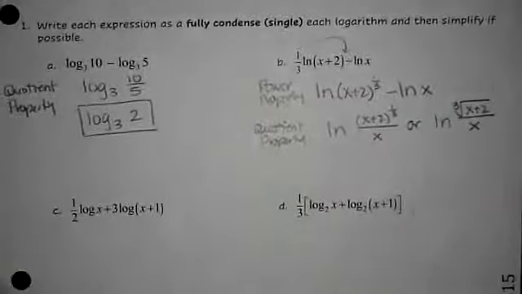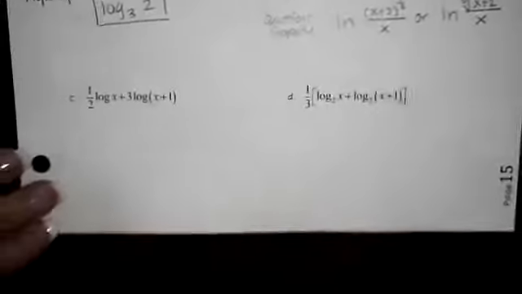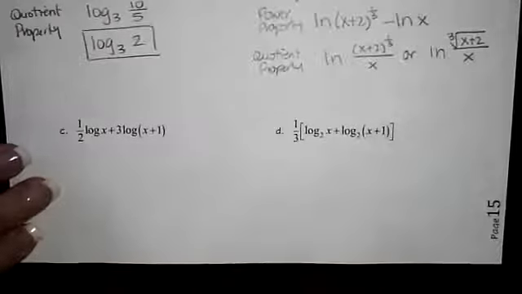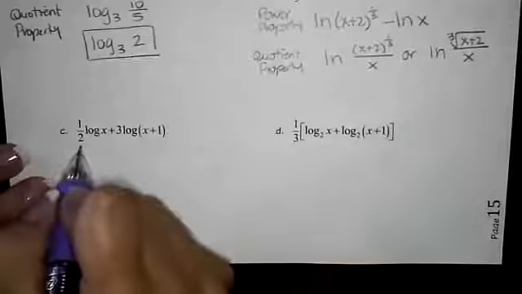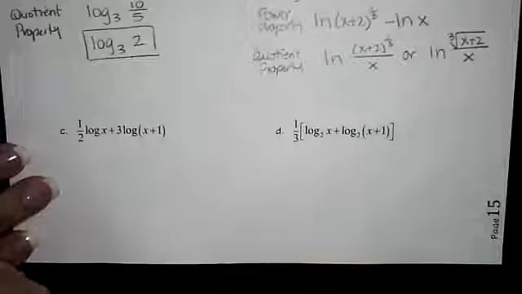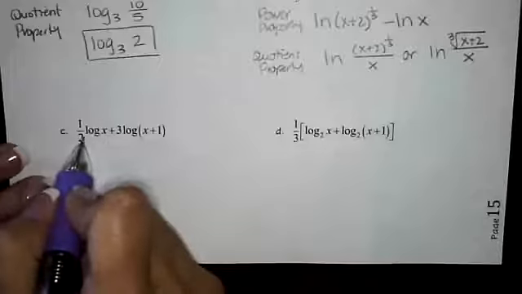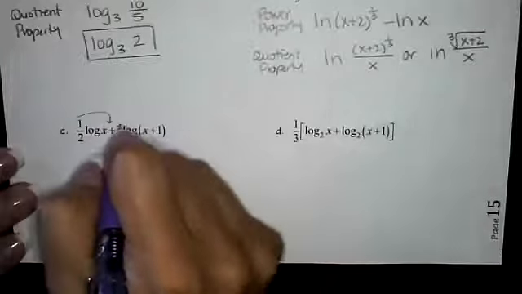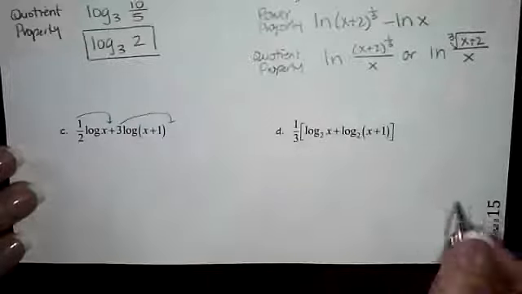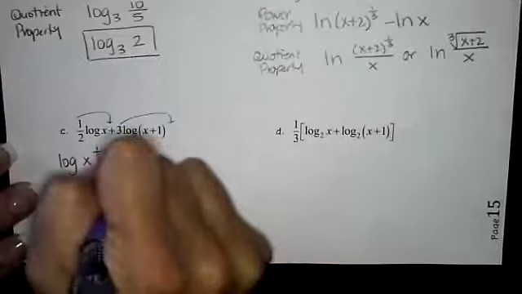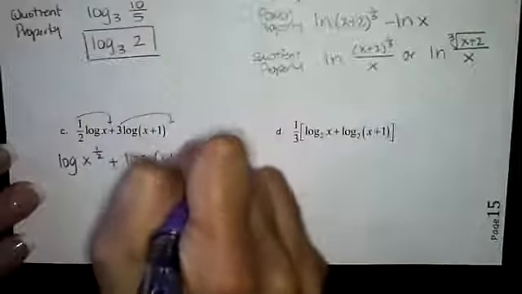All right. So we're going to do a couple more of these. If you want to go ahead and pause and give it a try, you can, but I'll keep going ahead with these examples. We've got 1/2 log x plus 3 log of x plus 1. The first thing I want to do is use that power property again, so that I can get rid of my coefficients and they can be the same log. So I'm going to move the 1/2 to the exponent, and I'm going to move the 3 to the exponent. So we get log x to the 1/2 plus log x plus 1 to the 3rd power.